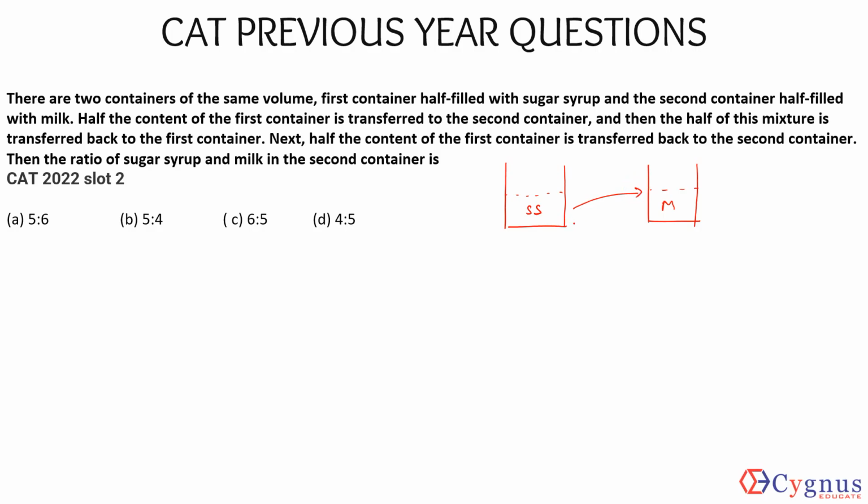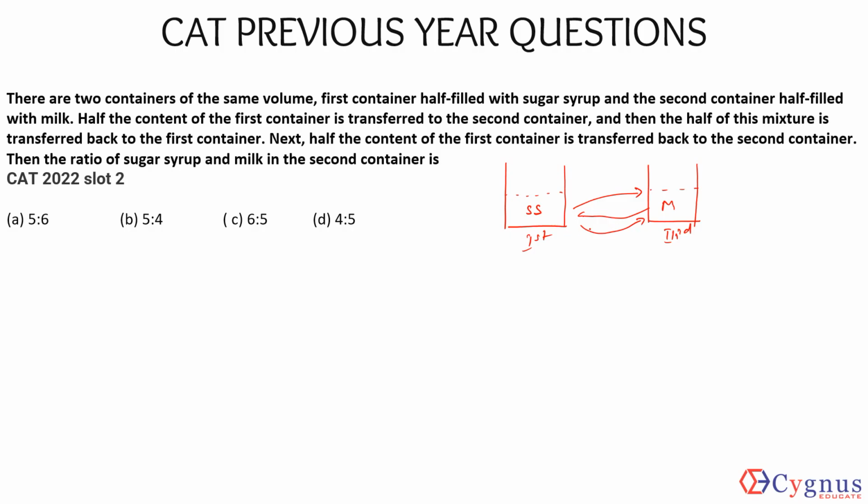to the second container. That means after the first transfer, this is the second container. This was the first container. We'll have some milk and some sugar syrup, and then half of this mixture is transferred back to the first container. Next, half the content of the first container is transferred back to the second container. Then the ratio of sugar syrup and milk in the second container is how much?